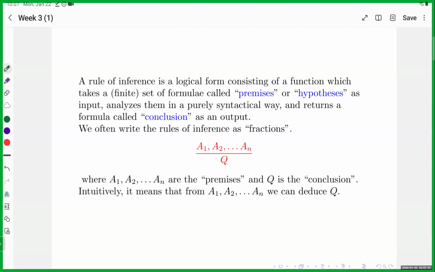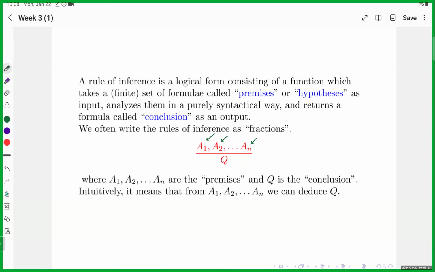They tell you that if you have a bunch of premises or hypotheses, you can conclude a statement. This is the sort of notation that is used for rules of inference. This fraction tells us that if you have hypotheses A1, A2, up to AN, then you can conclude Q. You have seen rules of inference before, like modus ponens, which tells you that if you have A and A implies B, then you can conclude B.